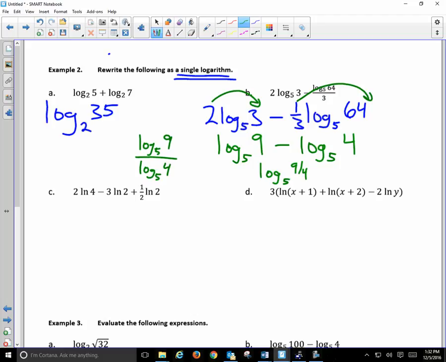Notice the directions. Single logarithm. You know your answer will have just one logarithm, not two. Don't do that. Common mistake on the test. I get angry. I start making everything red.